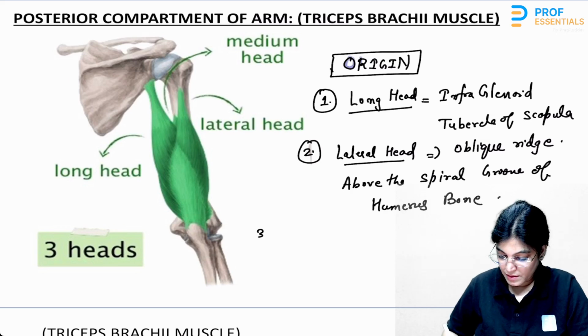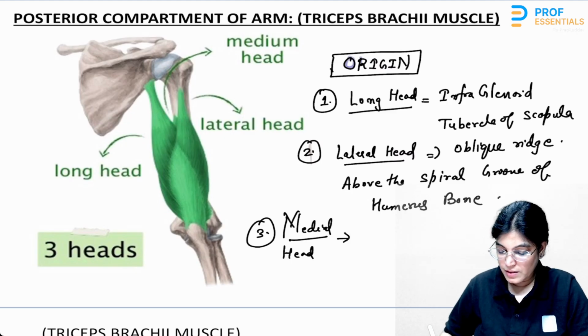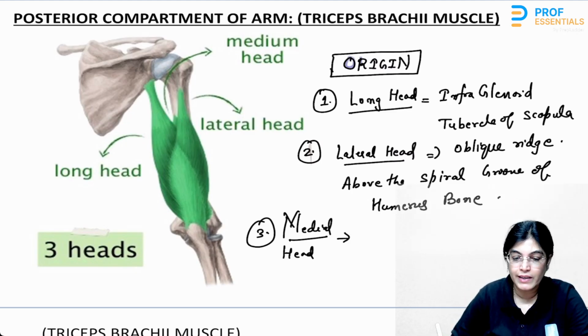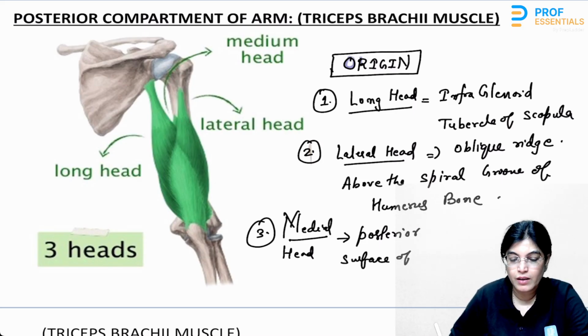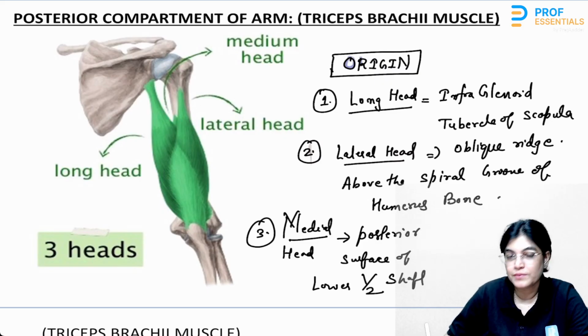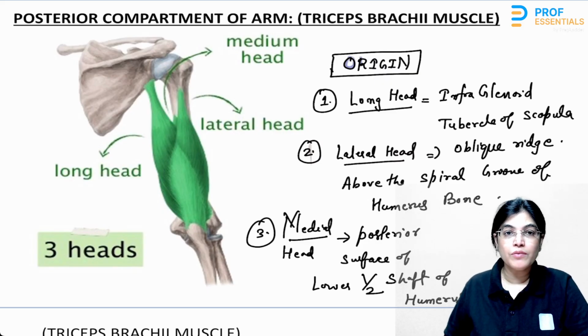And the medial head. The third important head is the medial head. If I talk about the medial head, it arises from the posterior surface of the lower half of the shaft of the humerus. Okay, this is about the origin of the triceps muscle.